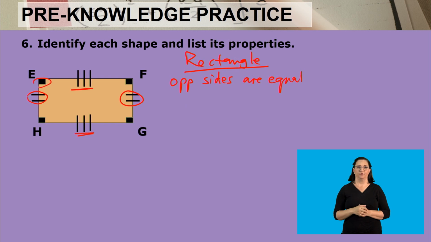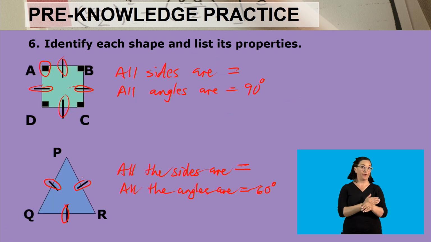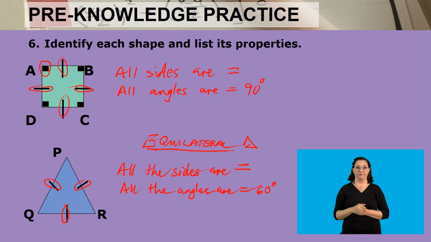And look at the angles. All the angles are 90 degrees. So all angles are equal, and they are equal to 90 degrees. So that is a rectangle. And the one before, we said it was an equilateral triangle. And the first one was a square.